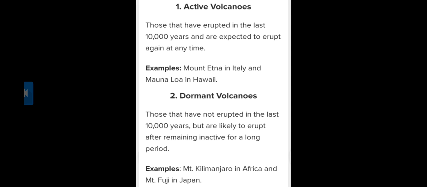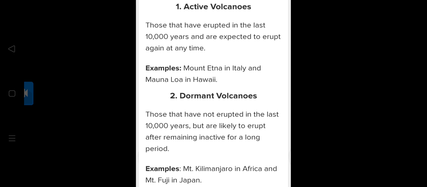Then, as I said, this is some more information, examples I had told you all to look out for, which are the different examples for active, dormant and extinct volcanoes. Active volcanoes have erupted in the last 10,000 years and I expect them to erupt again anytime. The examples are Mount Etna in Italy and Mauna Loa in Hawaii. Dormant volcanoes. So this suffices that question which is being asked on page number 9. Find out examples of active, dormant and extinct volcanoes. You all can add on more to these.